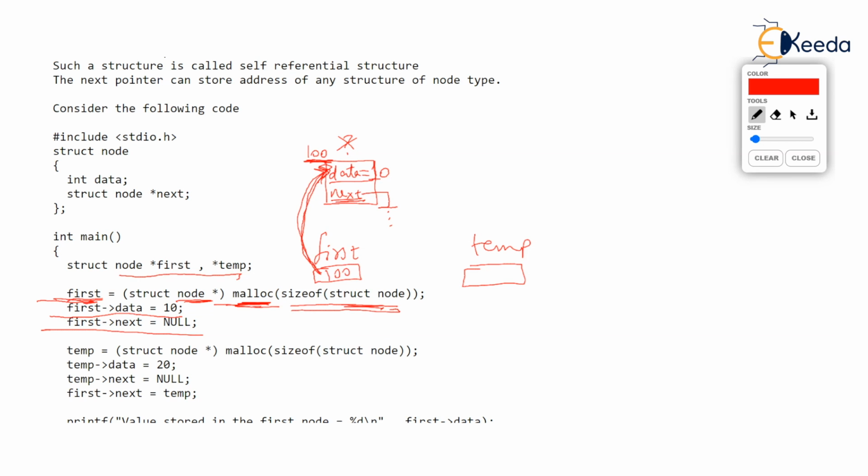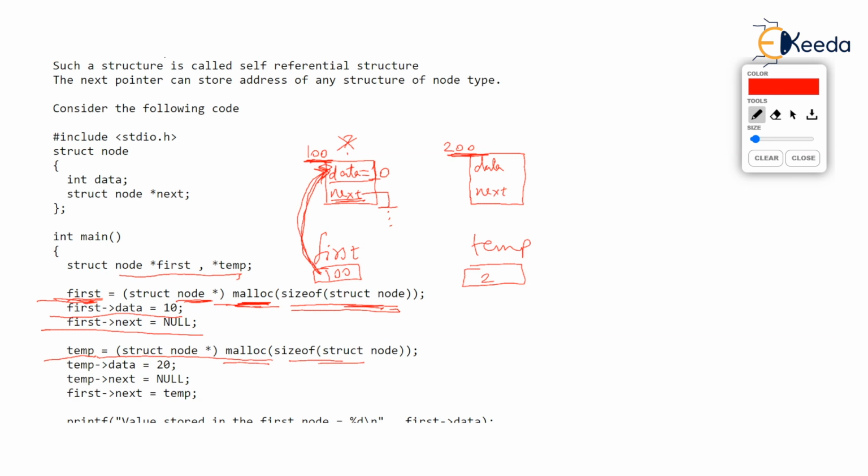Next line you observe, temp is another pointer, isn't it? And it also points to a new node because we are using malloc and allocating memory for new node. So absolutely a new node gets created or allocated, which again has data and pointer called next. But the allocation will be done at some address. Let's say address is 200. Then temp is going to store 200 and temp points to this node.